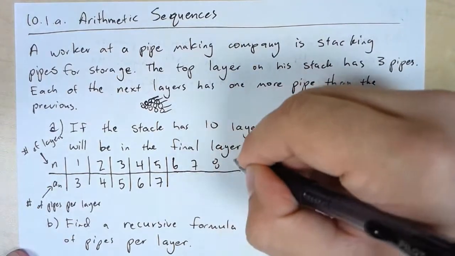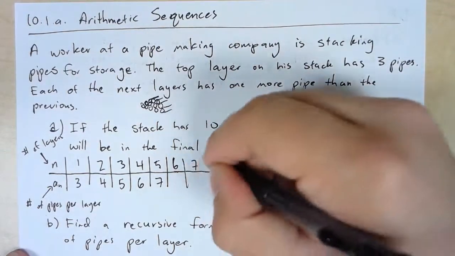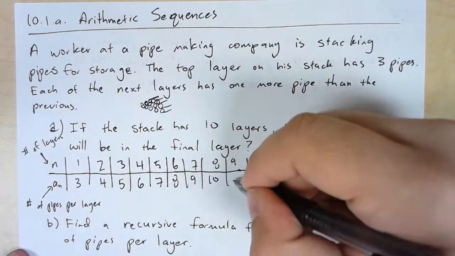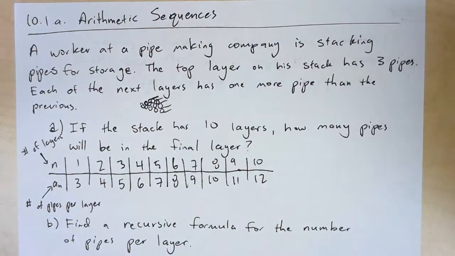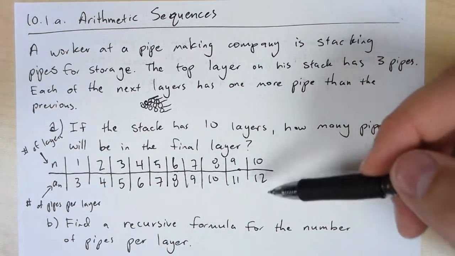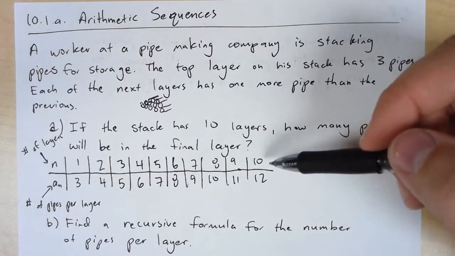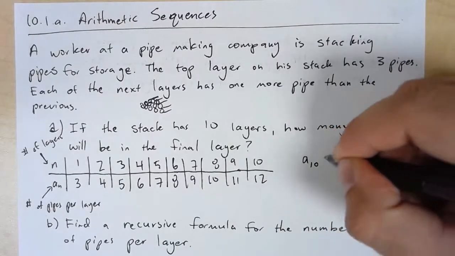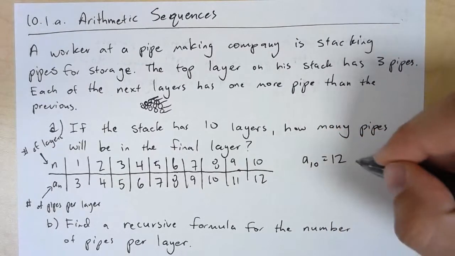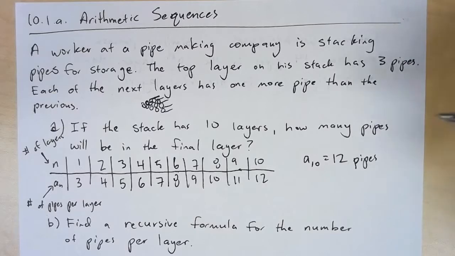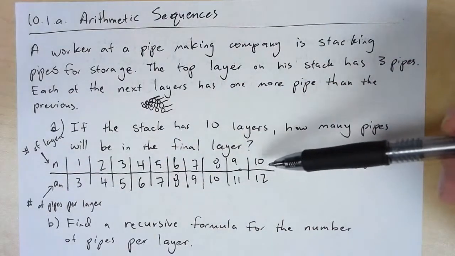6, 7, 8, 9, 10. So we have 8, 9, 10, 11, and 12. Okay, so it looks like if we have 10 layers, we're going to have 12 pipes because the number of layers is the top one, and then a sub n is 12. So that says the 10th layer is going to have 12. That one's pretty straightforward. We're given the problem, we can kind of work it all the way out. Fortunately, it didn't say like 200th layer or something crazy like that.